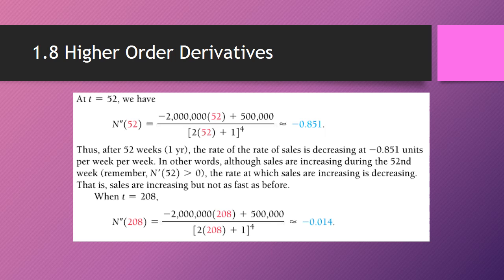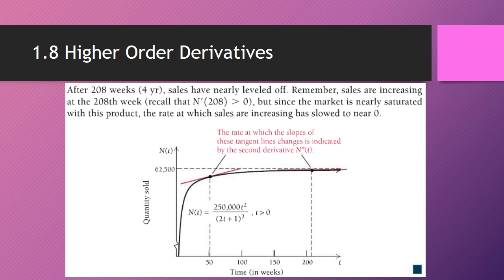And then at 208, we get negative 0.04. They've nearly leveled off, so they're still increasing, but like I said before, everybody's got a smartwatch by now, or most of the people are going to get one, have one. Sales are slowing, and the increase is almost zero.